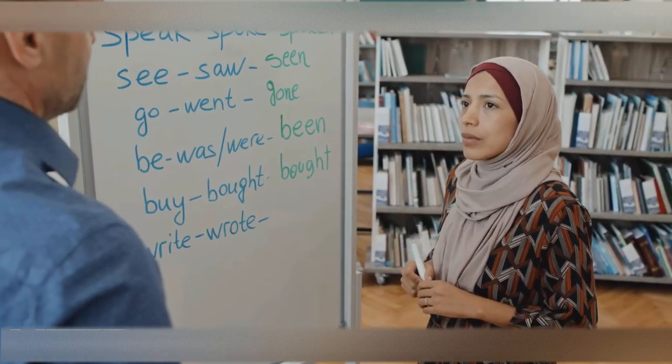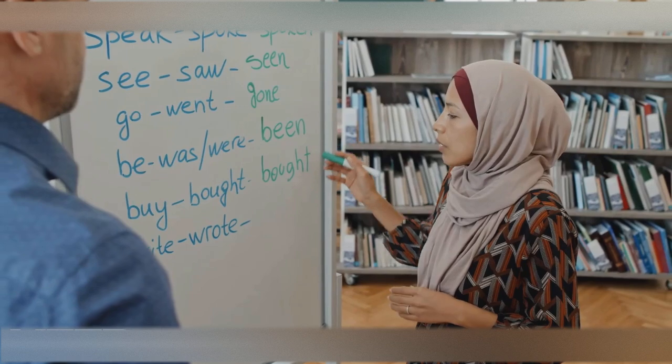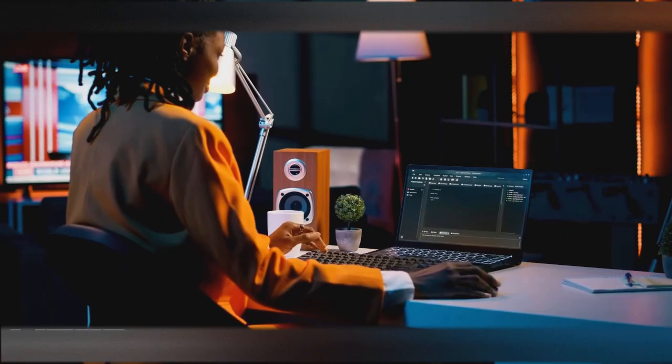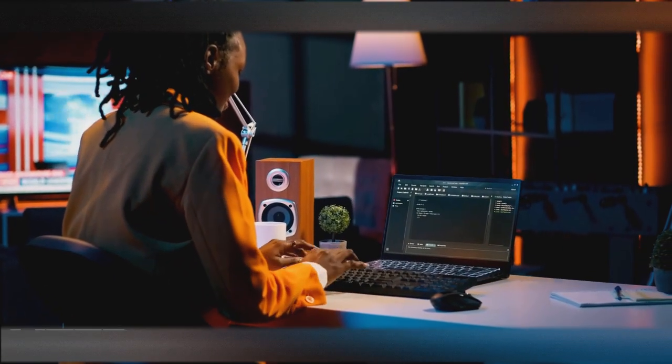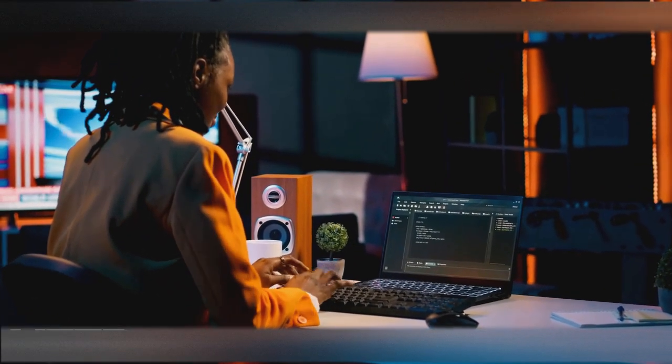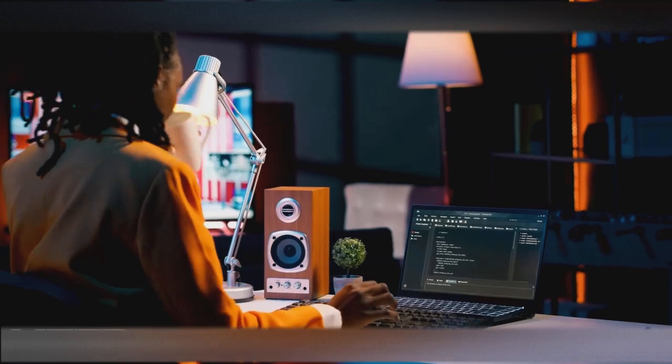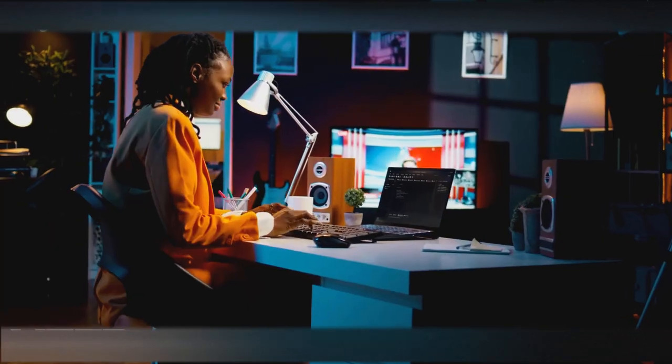Let's break it down further. In passive voice, the focus shifts from the doer to the action itself. This is particularly useful when the doer is unknown or less important than the action. For instance, in the sentence, the cake is baked, we don't need to know who baked it. The action is what matters.